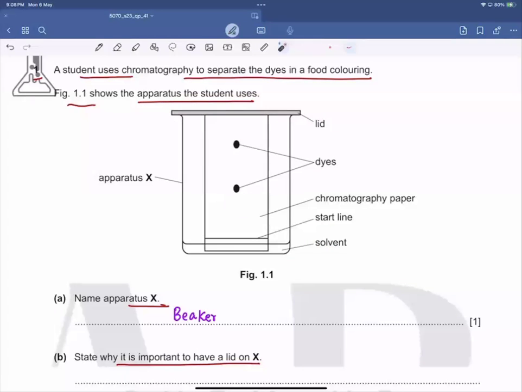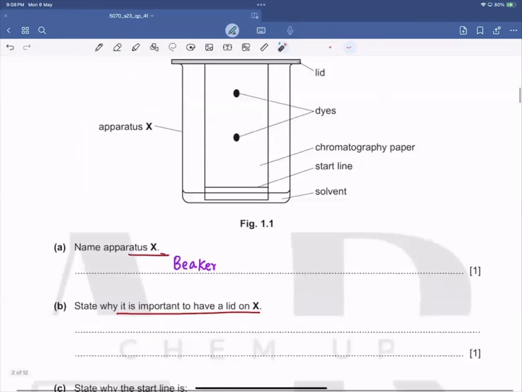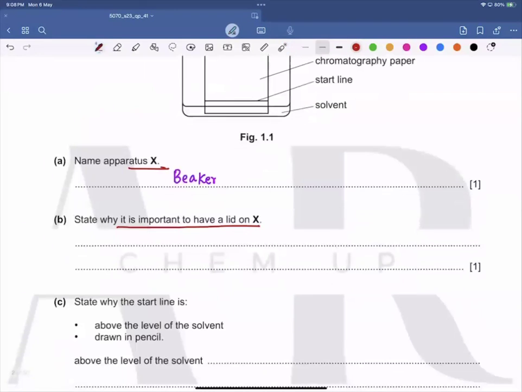Not water vapors, Rahim. That's what I am explaining, because water will not evaporate easily. The other solvents. To prevent evaporation of solvent.